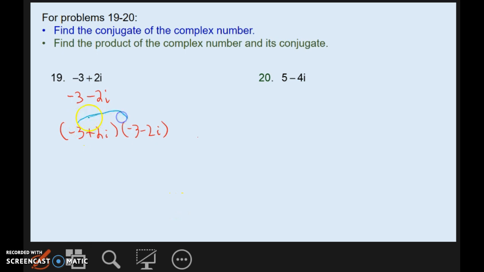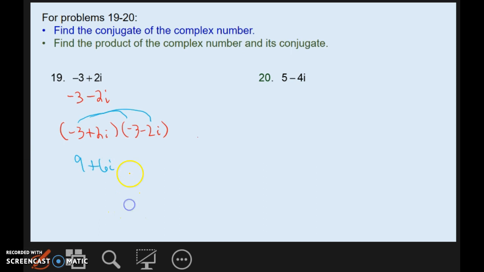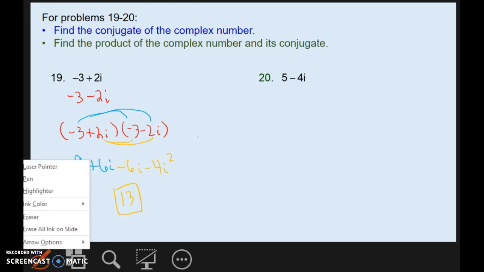when we multiply the negative 3 through, we get positive 9 plus 6i and negative 6i minus 4i squared. Again, the middle terms are going to cancel, and so we end up with 9 minus 4i squared, which will end up being 13. It's not always going to be 13, by the way, but it just so happened twice that it was.